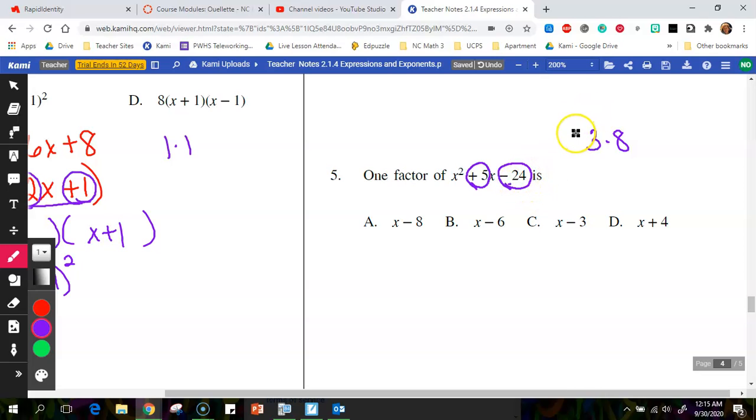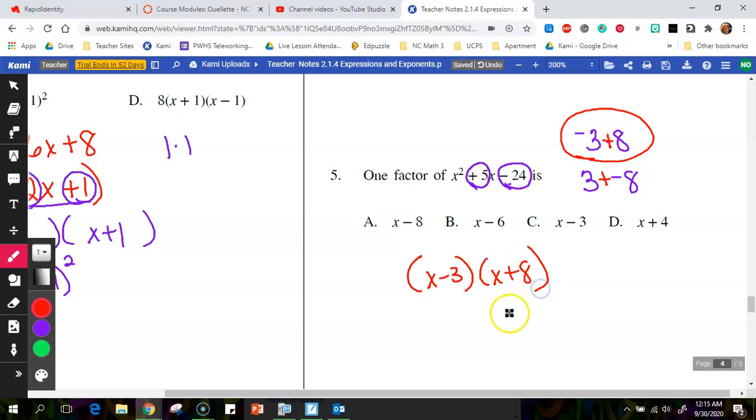It's got to either be a negative 3 or a negative 8. So negative 3 times 8 or 3 times negative 8. Okay, so which one, when I put a plus here, makes positive 5? It's going to be this one right here. So my factored form is x minus 3, x plus 8. Which one? C. That matches that right there.